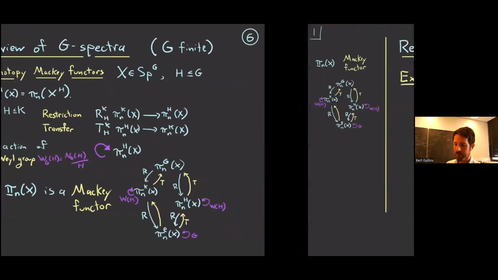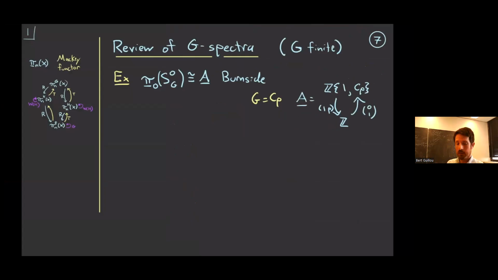So rather than spelling out the axioms, let's just look at some examples. One thing we might wonder about is, I told you that pi n of any G spectrum is always a Mackey functor. So we might think about pi naught of the G spectrum S naught. And it turns out that this is what's called the Burnside Mackey functor. And so at level H, A of H is the free abelian group on the set of H orbits, up to isomorphism.